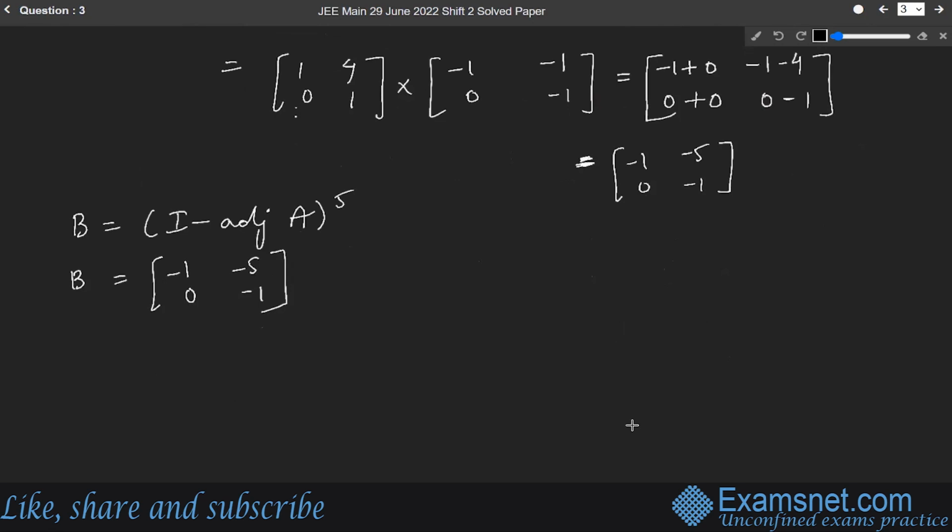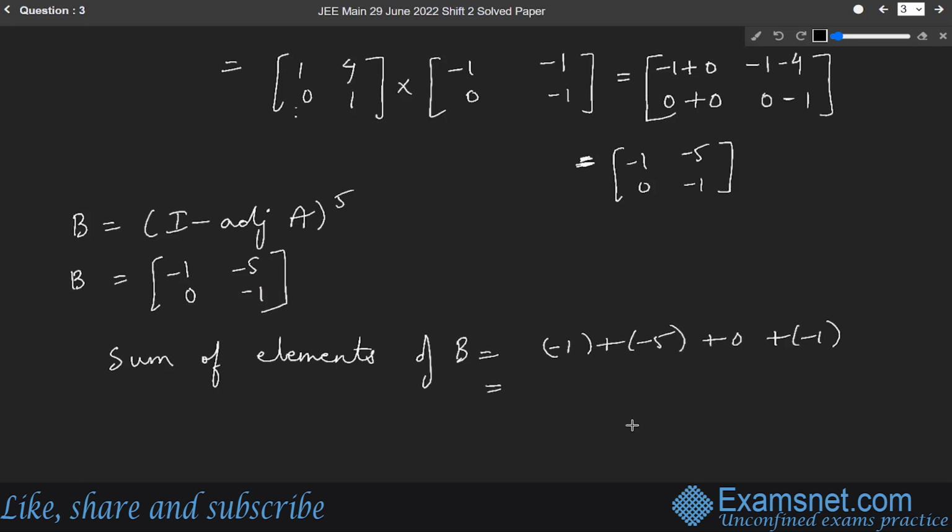There are 4 elements in matrix B. What are the elements? -1, -5, 0, and -1. We have to find the sum of all the elements of B. So let us find the sum of all the elements. Sum of elements of B will be -1 plus -5 plus 0 plus -1.